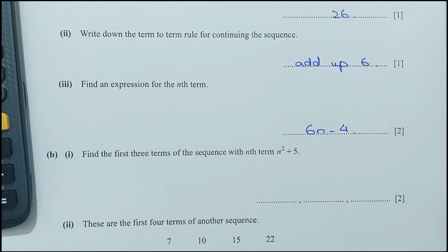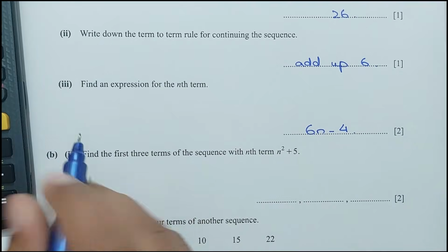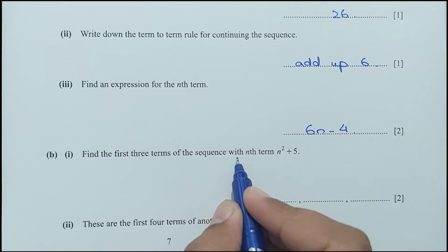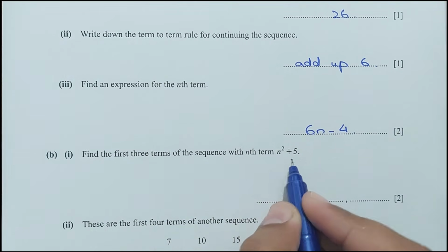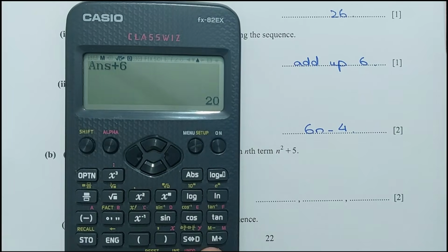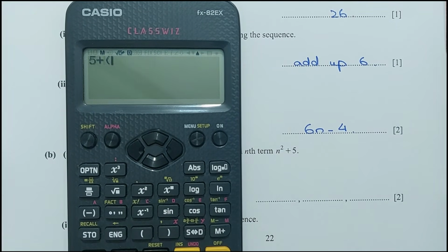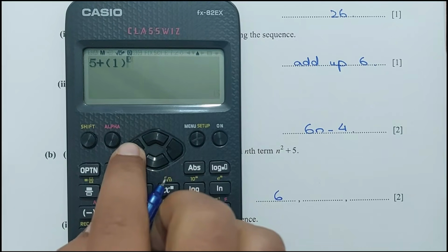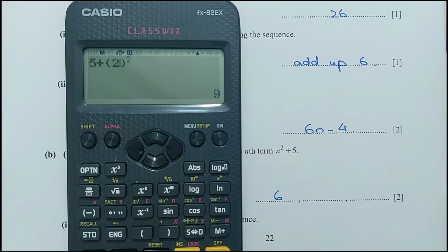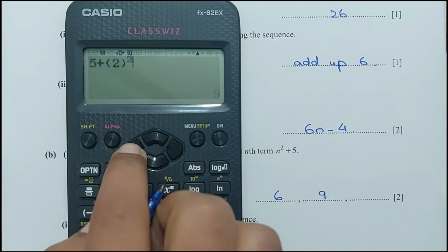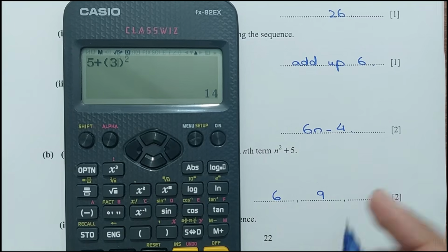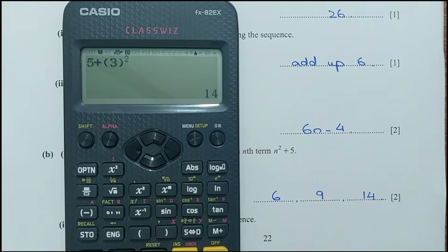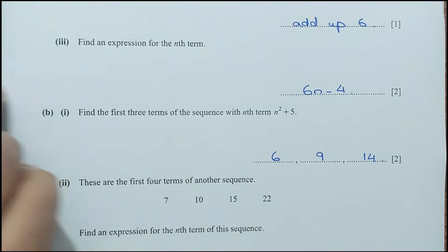Right. Now for part B, number 1, find the first 3 terms of a sequence with the nth term n square plus 5. First 3 terms: 5 plus 1 square, 5 plus 2 square, 5 plus 3 square. 6, 9 and 14, right?